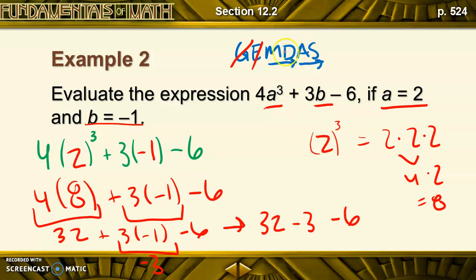And now I can add or subtract. In this case, I'm going to subtract. From left to right, 32 minus 3 is the same thing as 29. And 29 minus 6 is the same thing as 23. So our whole answer should be positive 23.